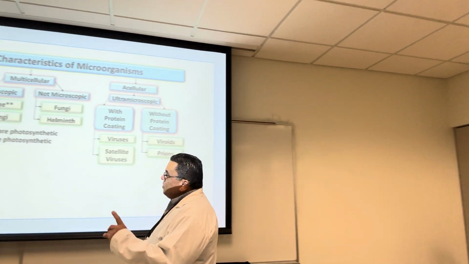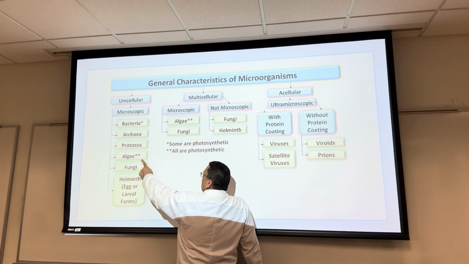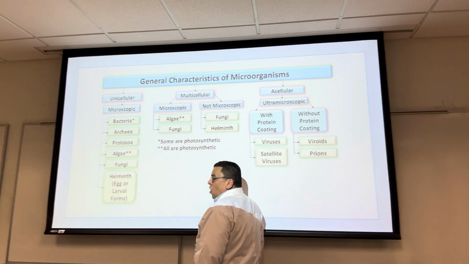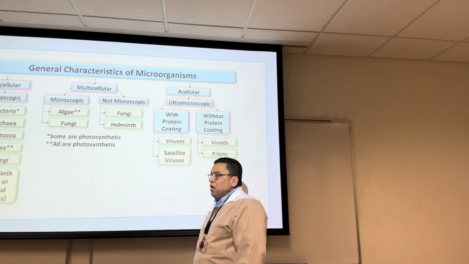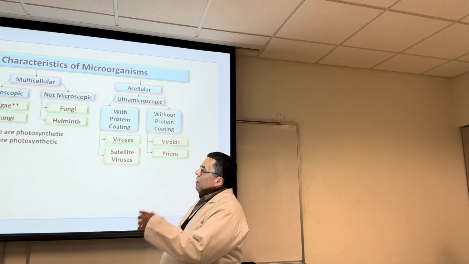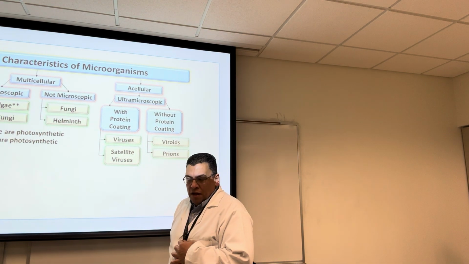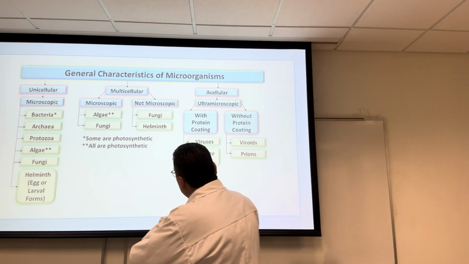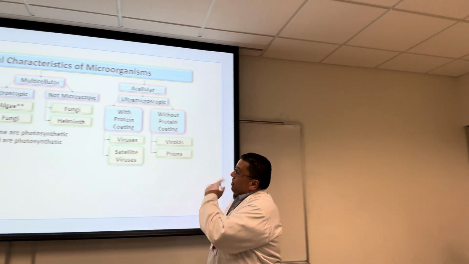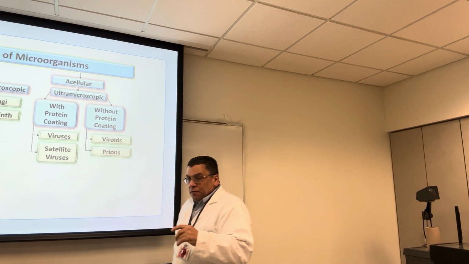So make a distinction, please, between the two asterisks and the single asterisk. The two asterisks meaning all organisms within this group are photosynthetic. The single asterisk says just some of them are photosynthetic. Not all bacteria are photosynthetic. Okay, now let's quickly talk about the other ones, acellular.